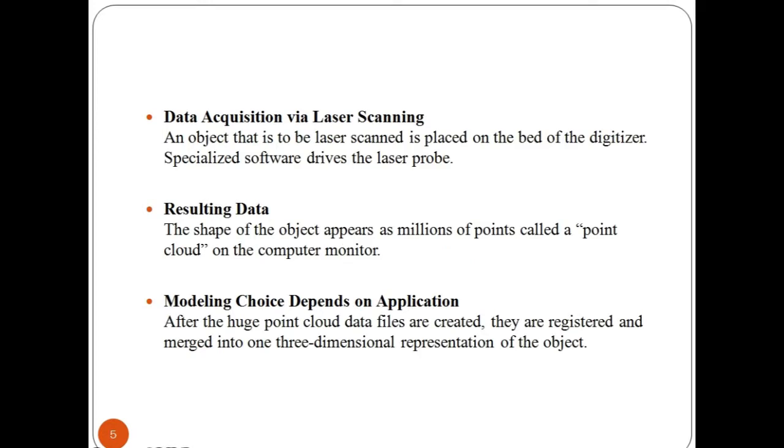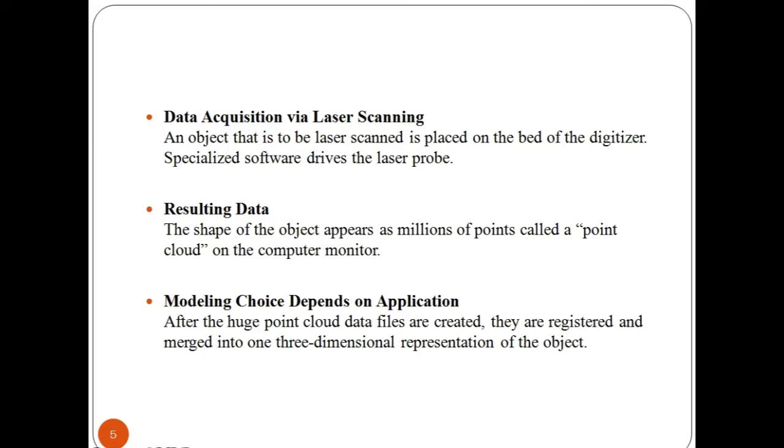Let us discuss these processes in detail. Data acquisition via laser scanning. An object that is to be laser scanned is placed on the bed of the digitizer. Specialized software drives the laser probe. The laser probe projects a line of laser light onto the surface, while two sensor cameras continuously record the changing distance and shape of the laser line in three dimensions as it sweeps along the object.